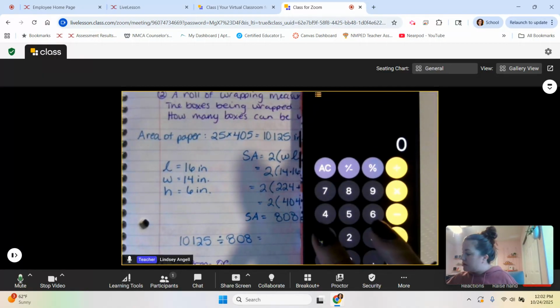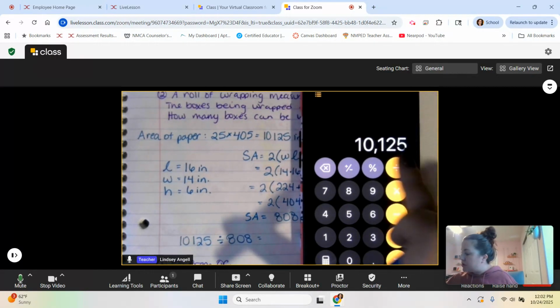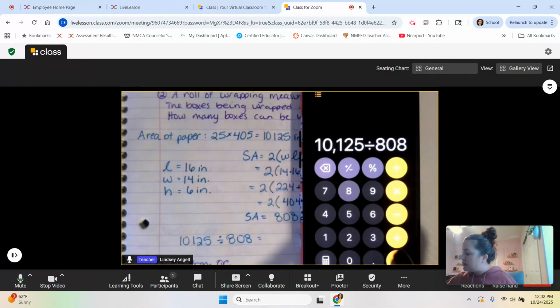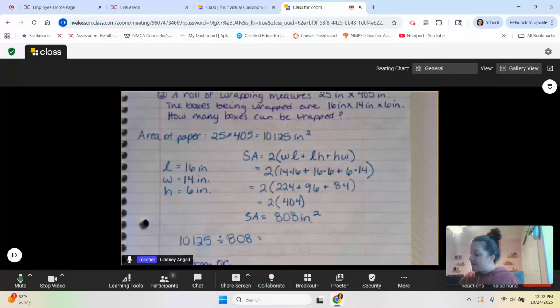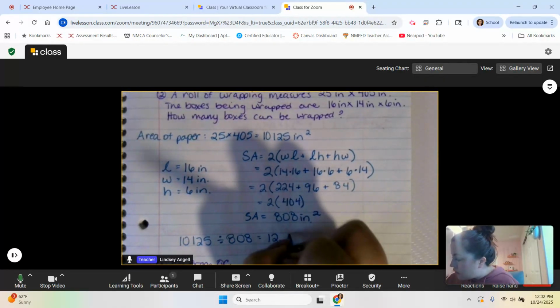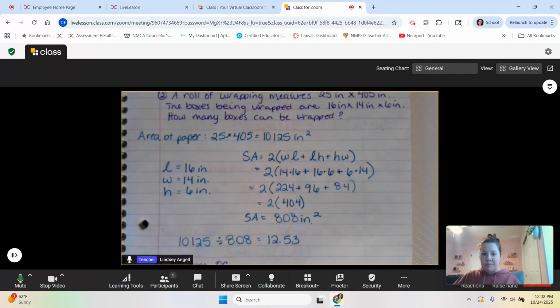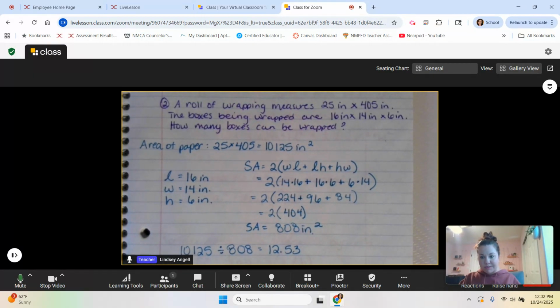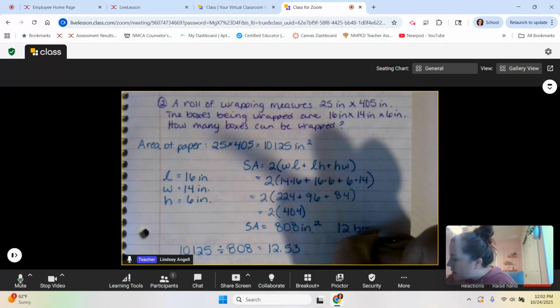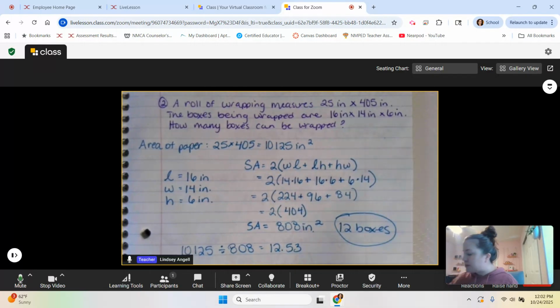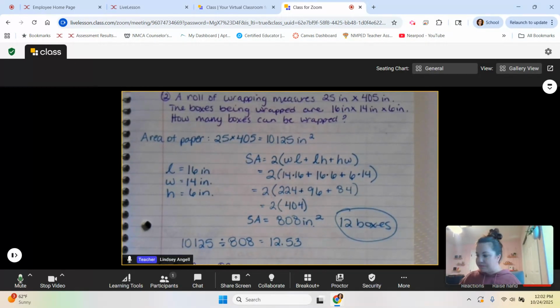So on my calculator, let me see, we've got 10,125 divided by 808. That gives us 12.53, right? So you're not going to wrap 0.53 of a box, right? So for our final answer, in order to make it make sense in terms of the question, we would just say we could make 12 boxes, right? Or we could wrap 12 boxes. So that would be our final answer. We could wrap 12 boxes, okay?